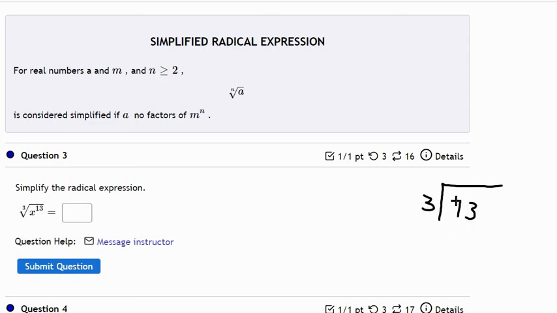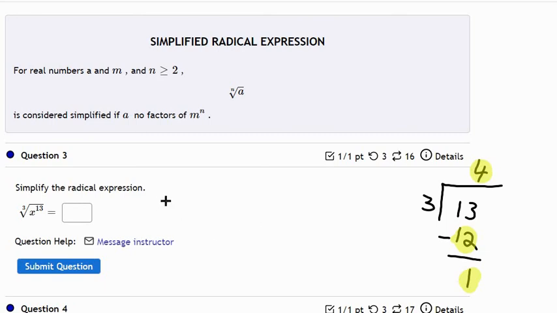So 3 goes into 13 four times. 4 times 3 is 12. 12 is an important number in doing this, and so is 4. And the other important number is the remainder, 1. So let's keep these numbers in mind as we go through this.